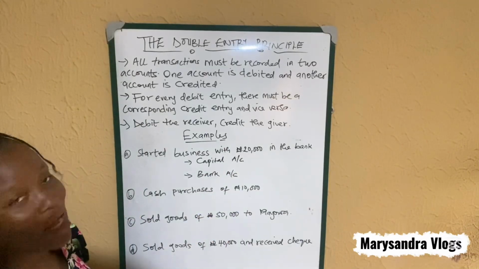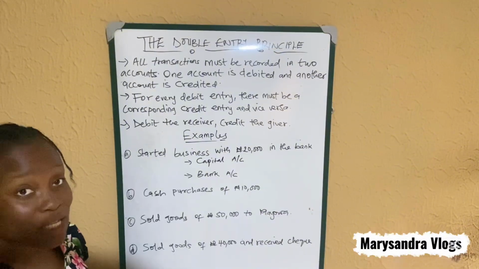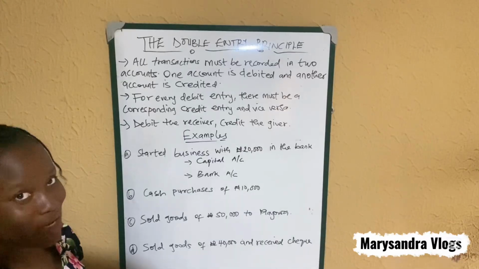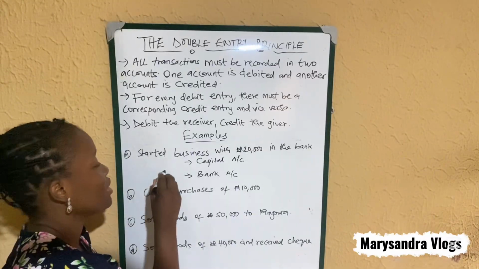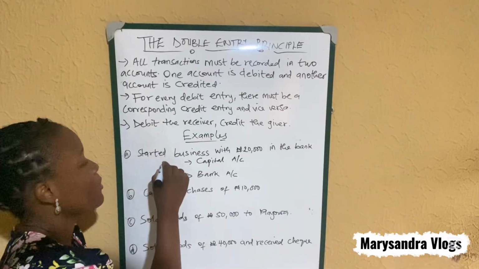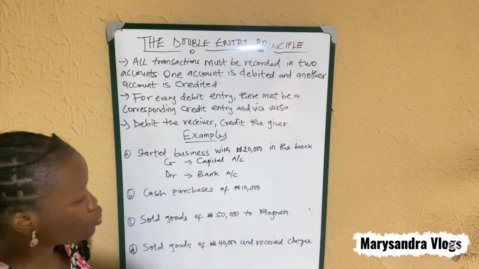So for these two accounts, which is giving out and which is receiving? You started business with 20,000 naira in the bank. It means the bank account is receiving. So bank is debited. Capital account is giving out. So capital account is credited.